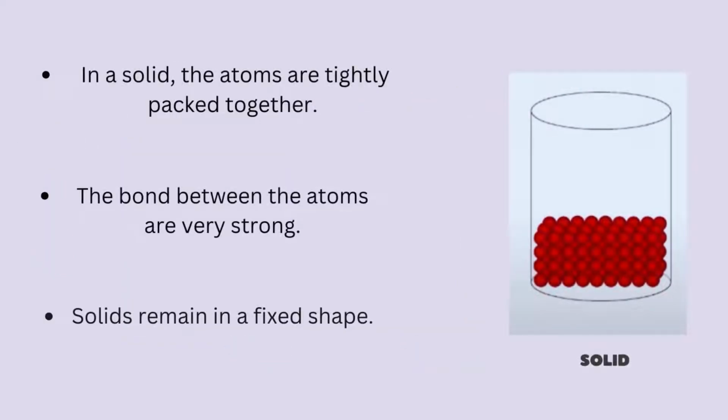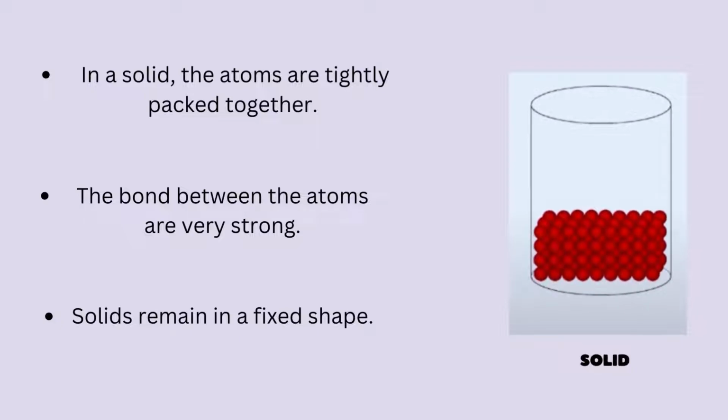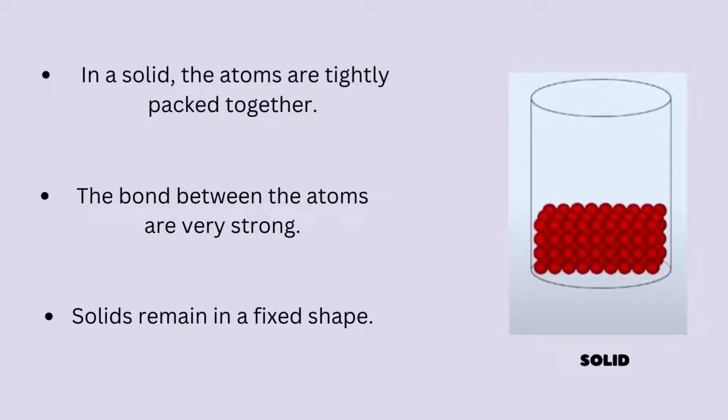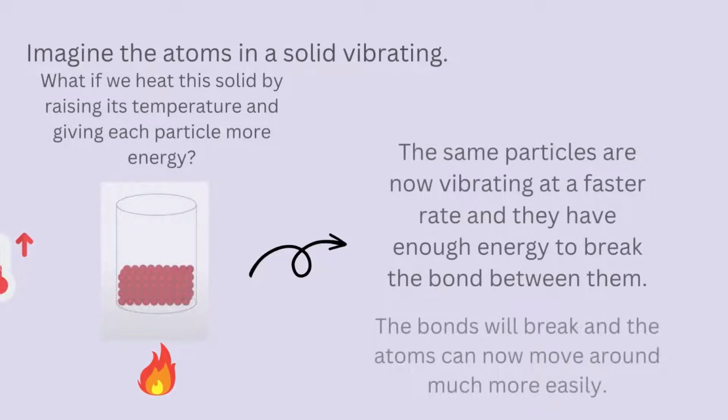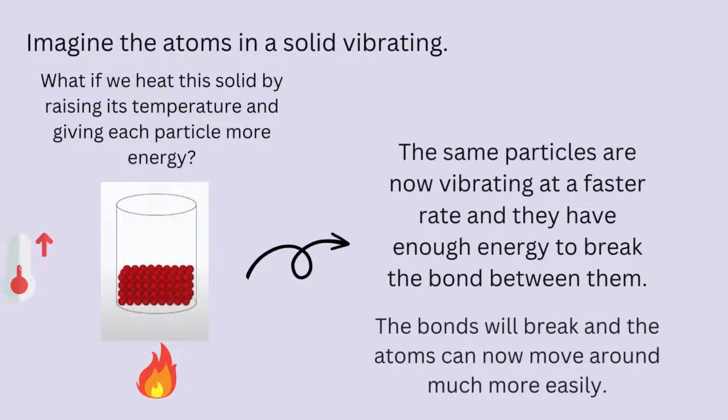In a solid, the atoms are tightly packed together in rows and columns, and the bonds between these atoms are also very strong. And this is the reason all the solids around you remain in a fixed shape. If we look a bit closely, imagine the atoms in a solid vibrating.